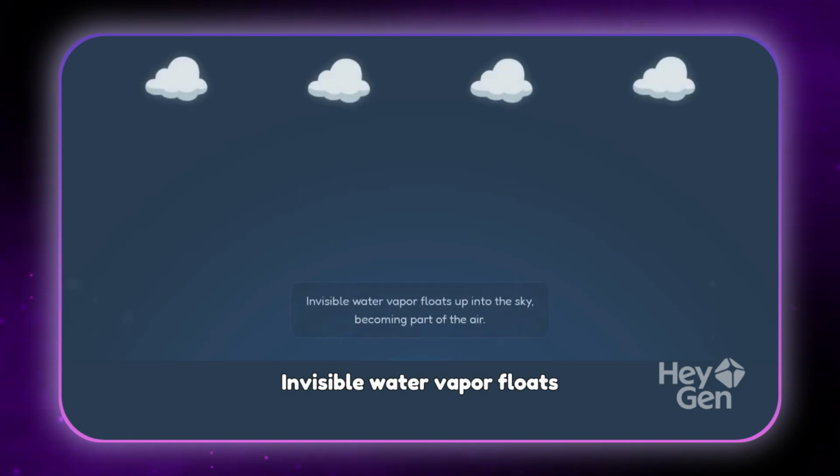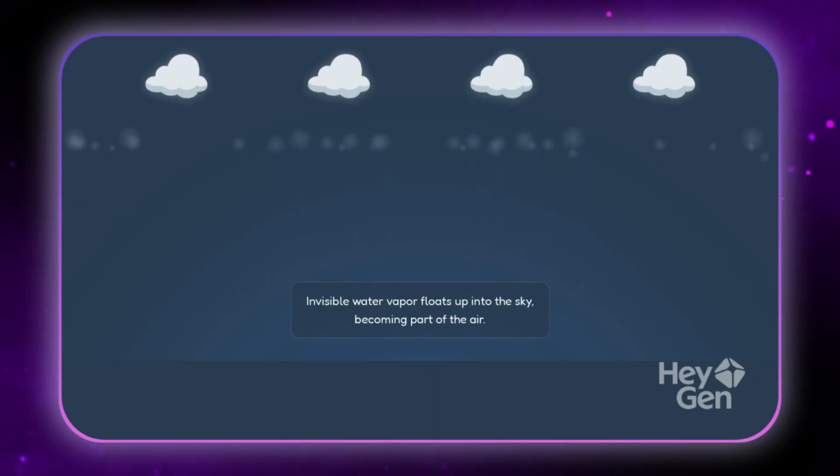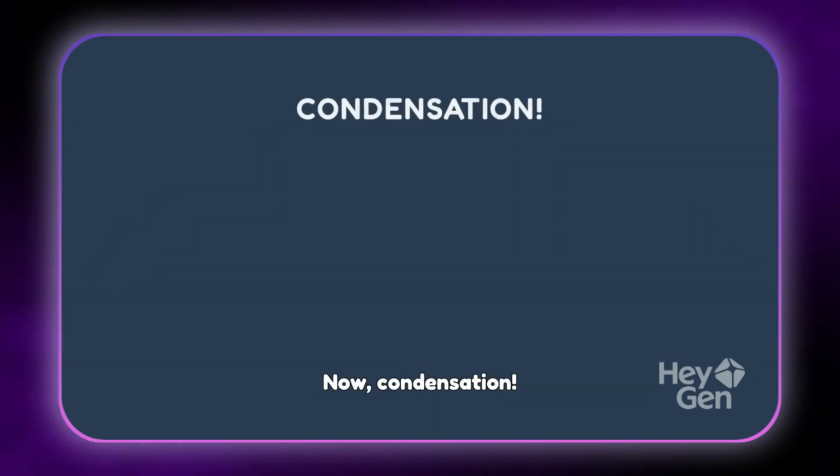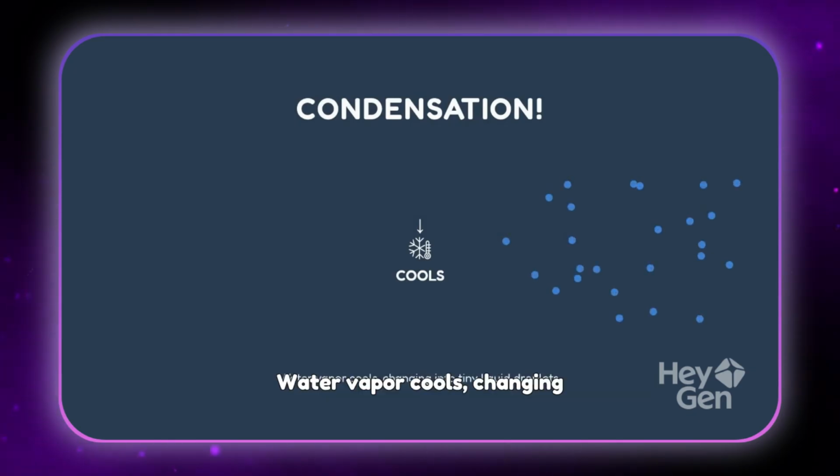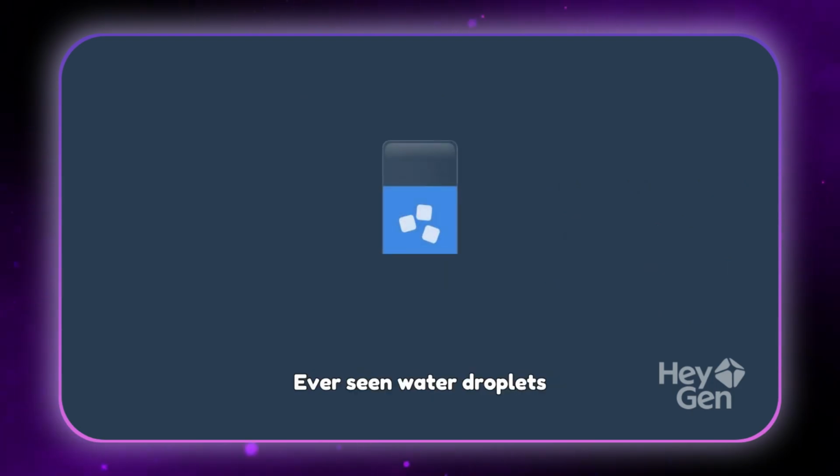Invisible water vapor floats up into the sky, becoming part of the air. You can't see it, but it's definitely there. Now, condensation. It's opposite of evaporation. Water vapor cools, changing into tiny liquid droplets. Ever seen water droplets form on a cold glass on a warm day?